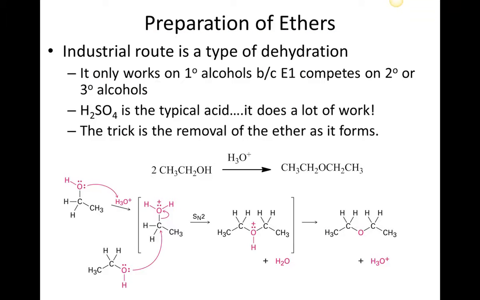So in terms of making ethers, we know some things that we can use to help us. There's an industrial route that's actually a type of dehydration, and because it's a type of dehydration, it's going to go through an E1 elimination, and so that means that it would be in competition, sorry, with some other things.